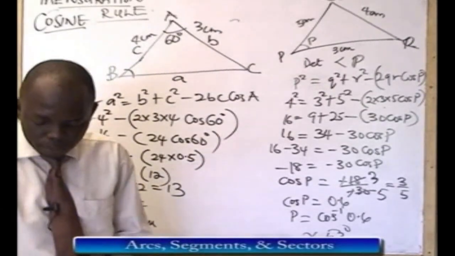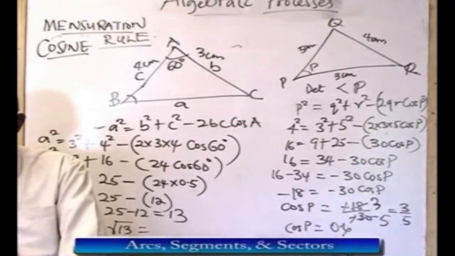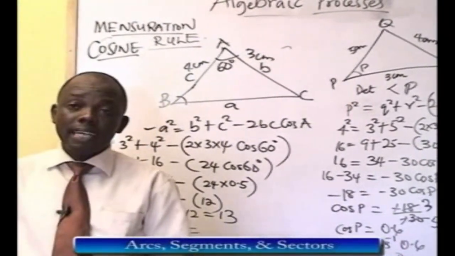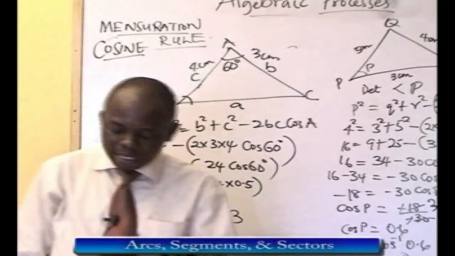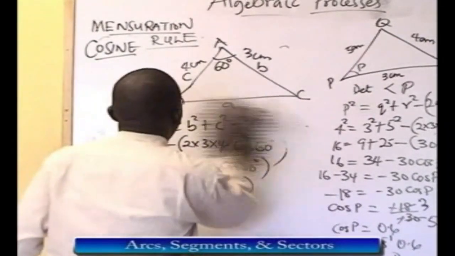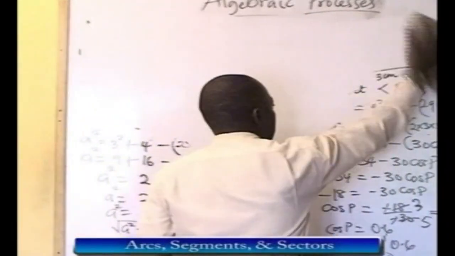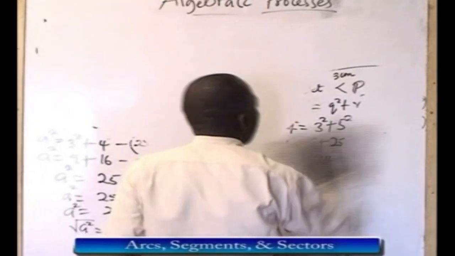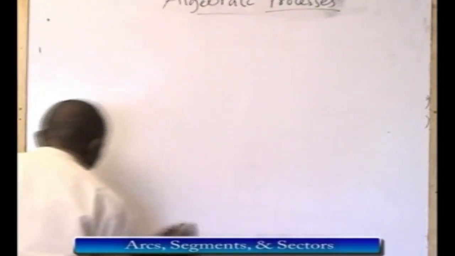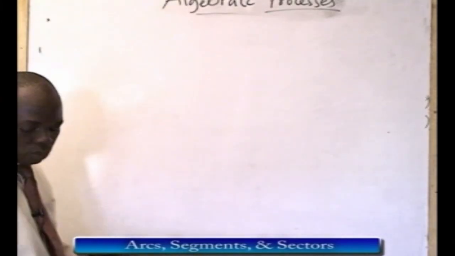Let's move on to the application of the cosine rule, the application of the sine and the cosine rule. And we find that in arcs, segments, and sectors. Let's take a few questions from some of this, and then we'll see the application of some of the things we've learned.